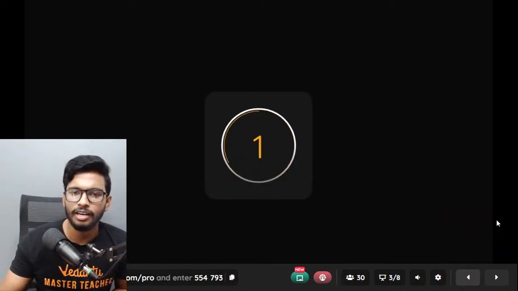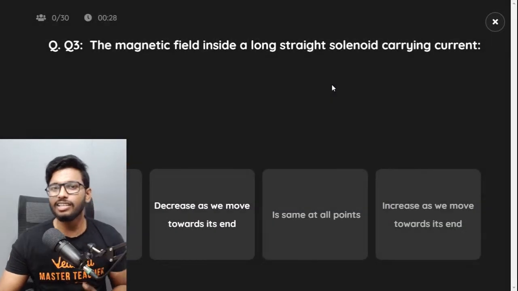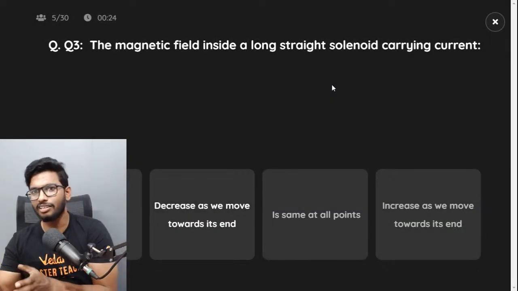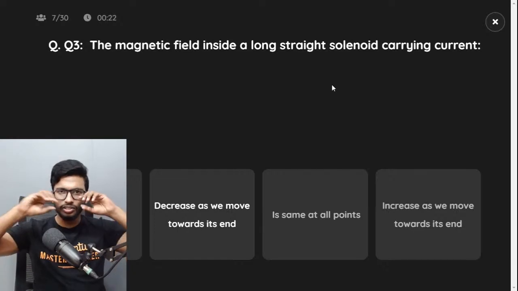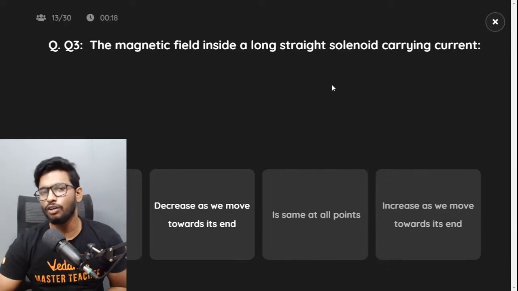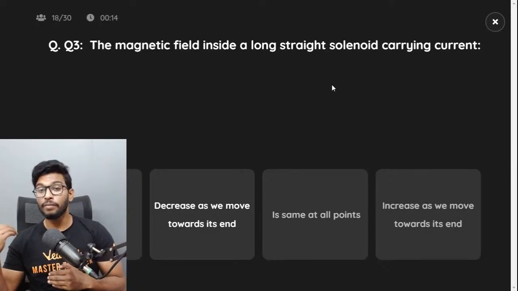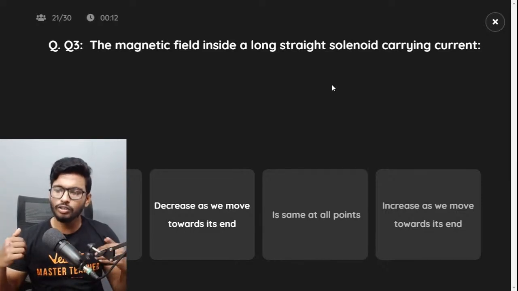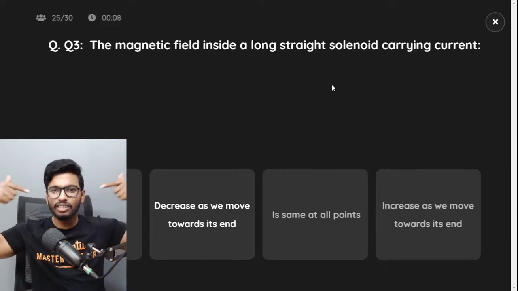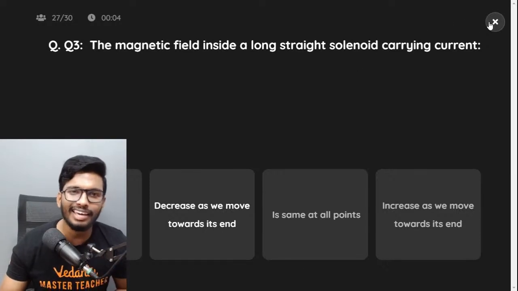The question says, the magnetic field inside a long straight solenoid carrying current. All right, you have a straight solenoid which is carrying some current. What does the magnetic field look like? Is it going to be 0? Is it going to decrease as we move towards the end? Is it going to be same at all points, or is it going to increase as we move towards the end? Now they're talking about the magnetic field inside the solenoid. Inside the solenoid, what does the magnetic field look like is the question.